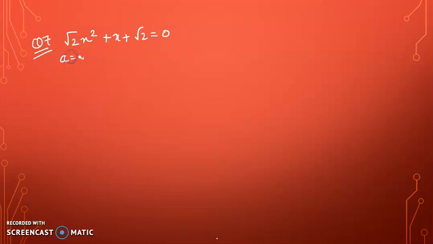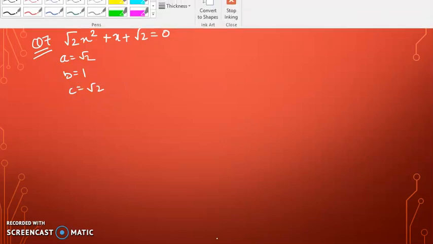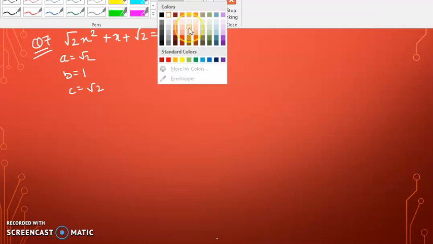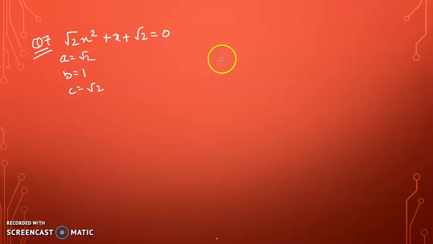See here, a is equal to root 2, right? What is the value of b? b is equal to 1, c is equal to root 2. Don't ask me what is abc, students. You are in 11th class and you don't know how I am getting abc? I am repeating this. After this I will not explain.